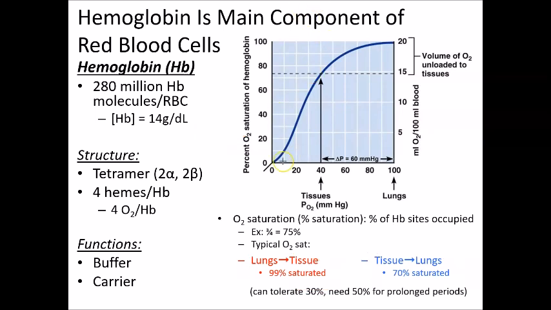I'm going to erase this so we can see this bottom part. Humans can tolerate down to about 30% saturation for a very brief amount of time, but what's actually needed for life is 50%. So in order to maintain life, you need 50%.